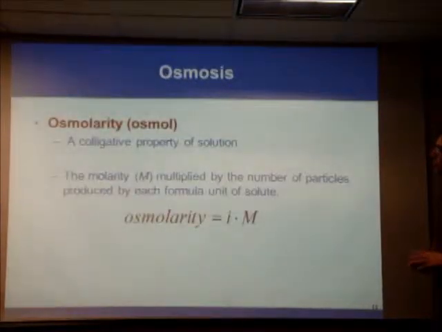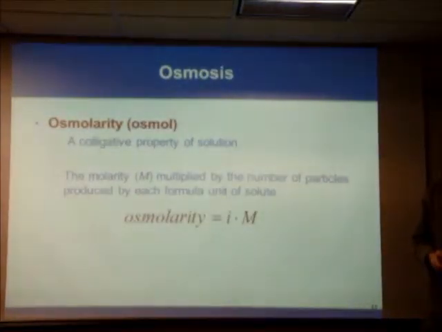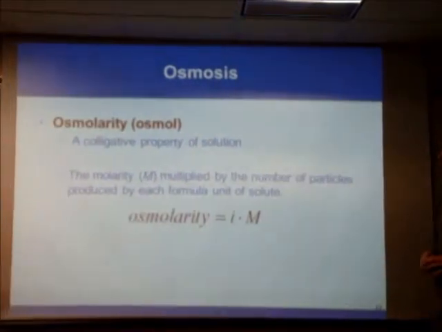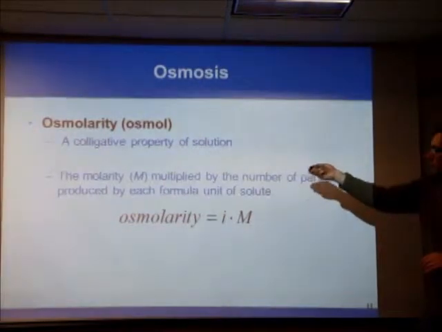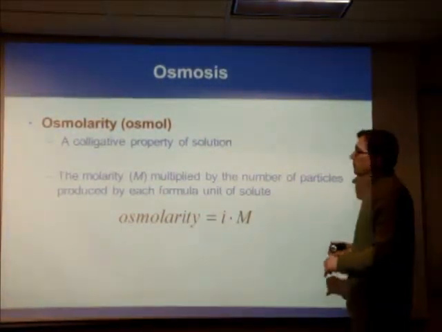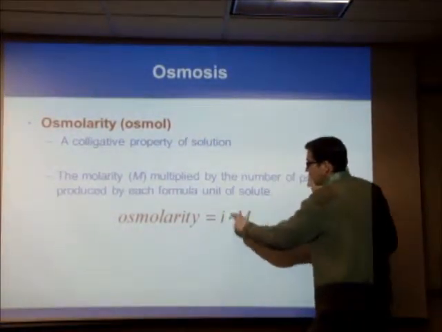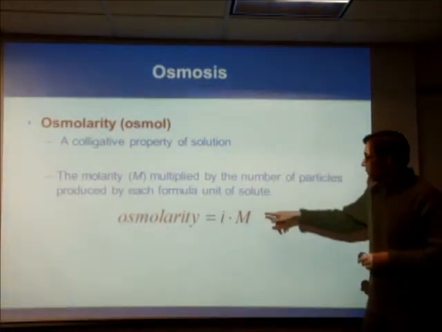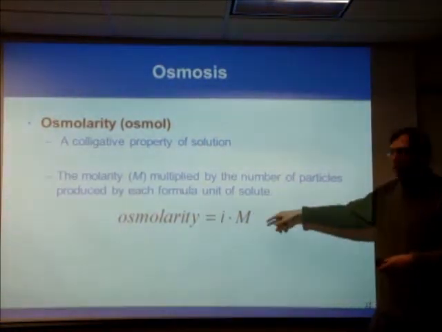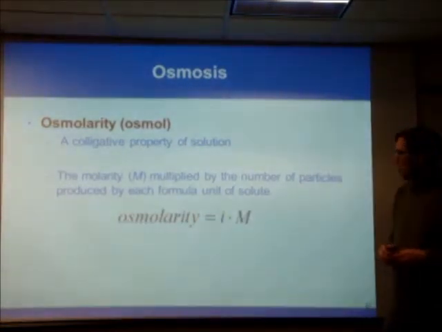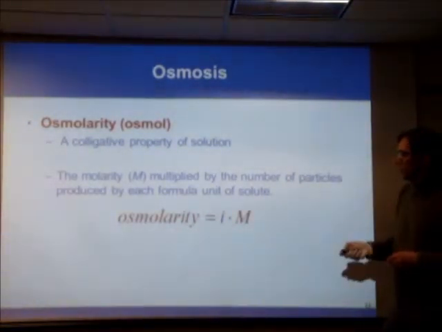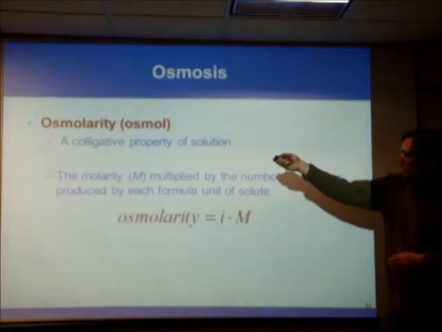So osmotic pressure is a colligative property. One way to express it is through osmolarity. So osmolarity is a colligative property. Osmolarity is defined as the molarity of the solution, that's the capital M, remember, molarity from last lesson is moles per liter, times i, which is the number of solute particles that are there. So osmolarity, abbreviated osmol.